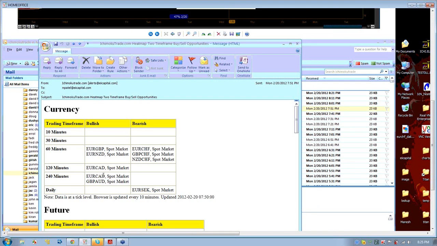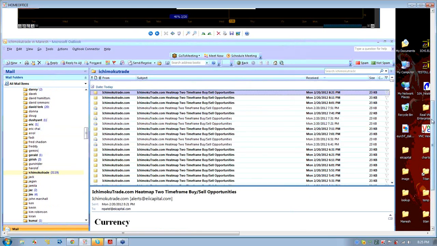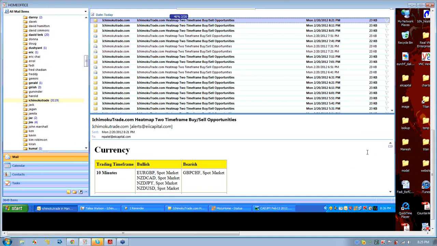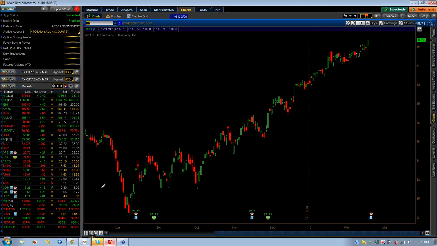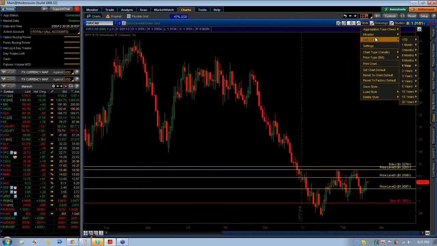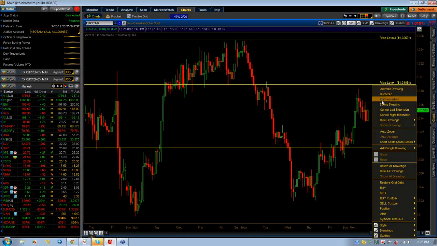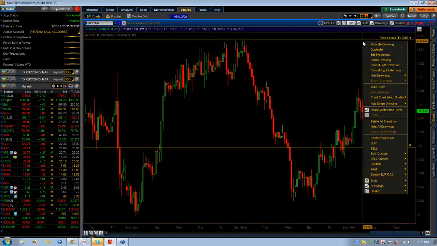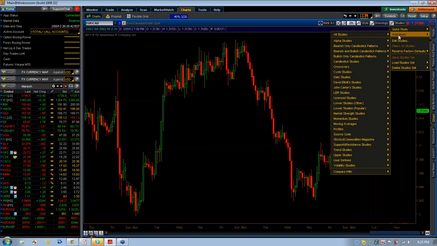Let's go look at this, the latest email right now. This came across 8/21. And if you look here, EuroCAD is in 2 time frames. So let's go look at EuroCAD. And this is the normal chart that we just looked at, with pivots. And I'm just going to add the Ichimoku indicator for you.